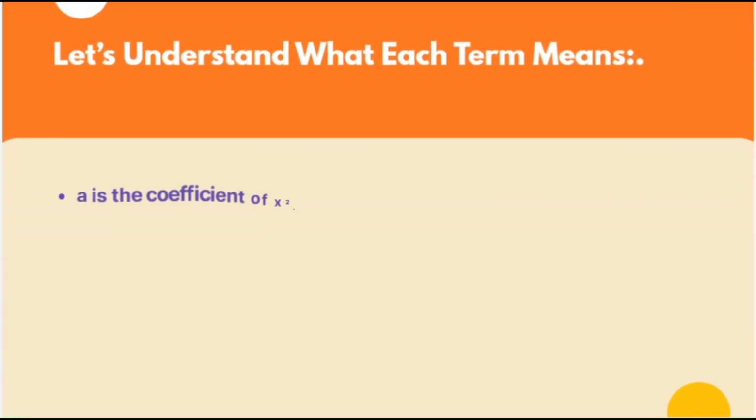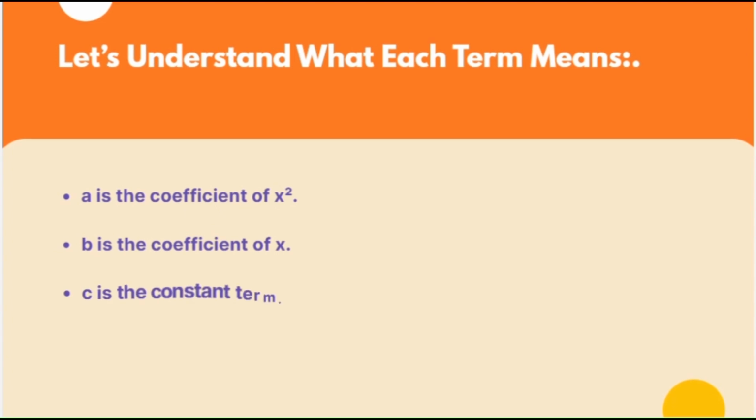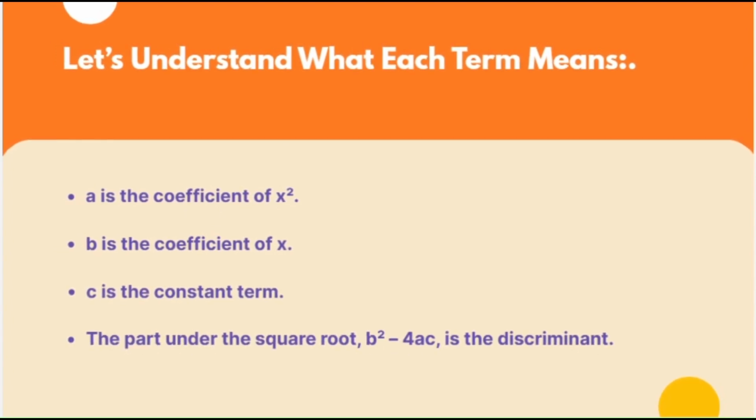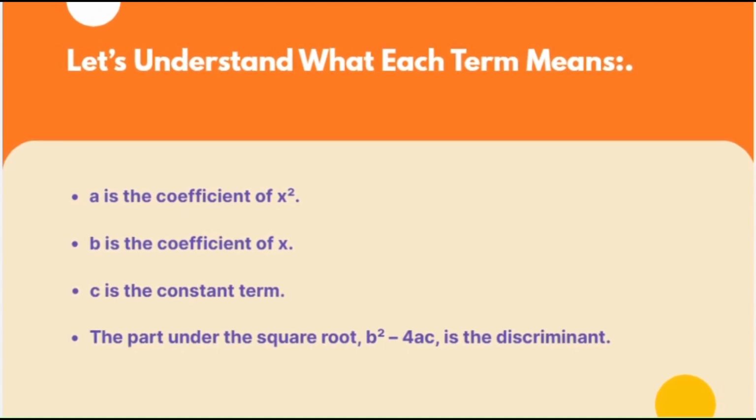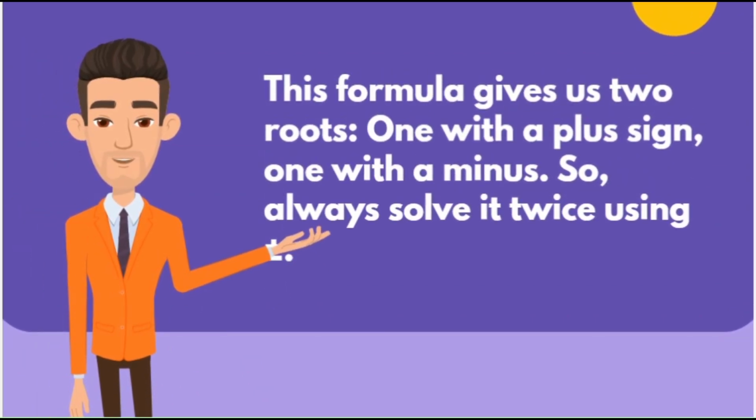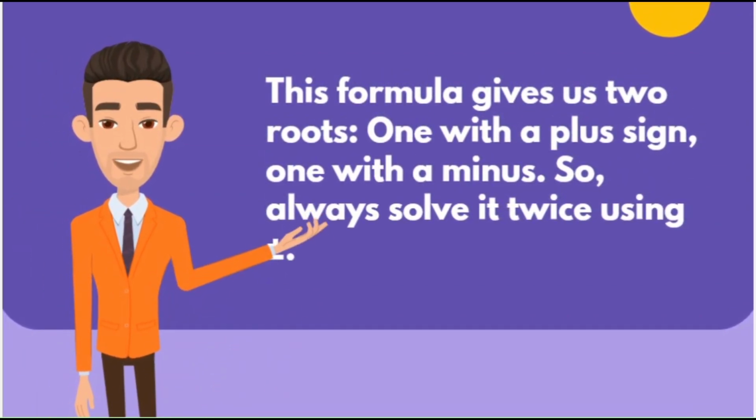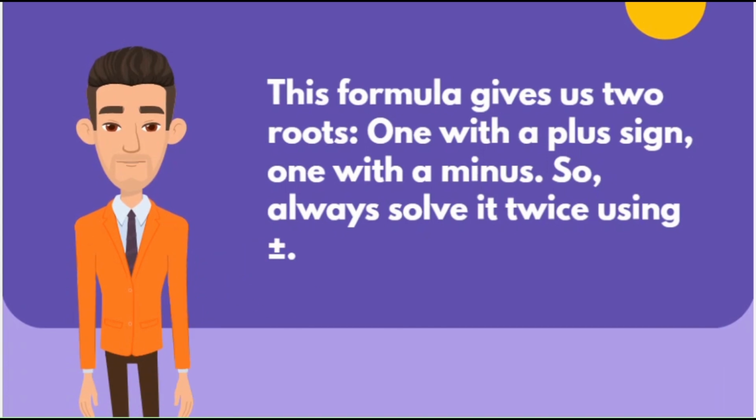Let's understand what each term means. a is the coefficient of x². b is the coefficient of x. c is the constant term. The part under the square root, b² - 4ac, is the discriminant. This formula gives us two roots, one with a plus sign, one with a minus. So, always solve it twice using plus or minus.